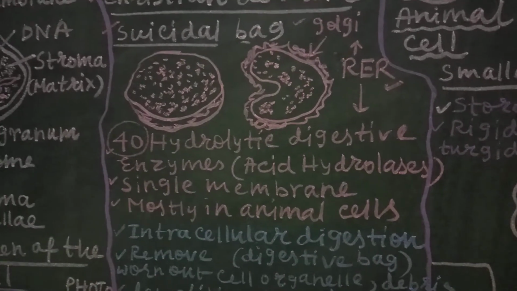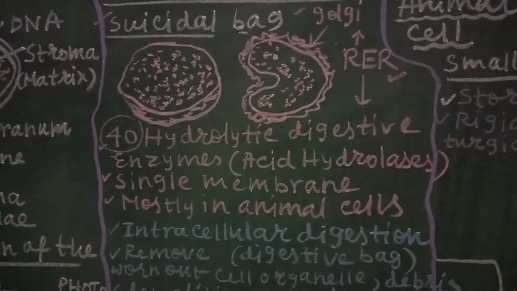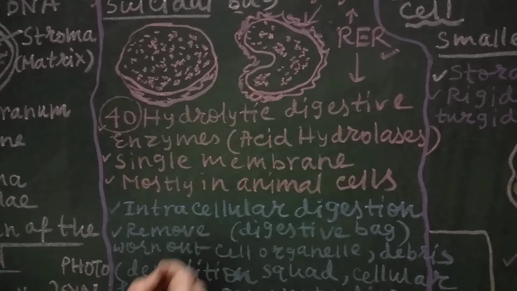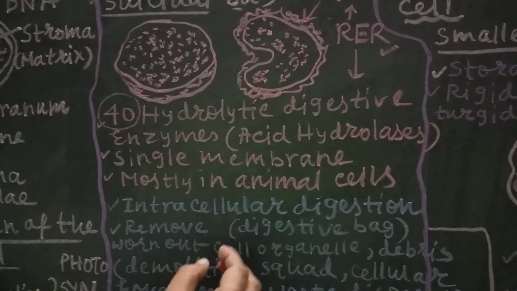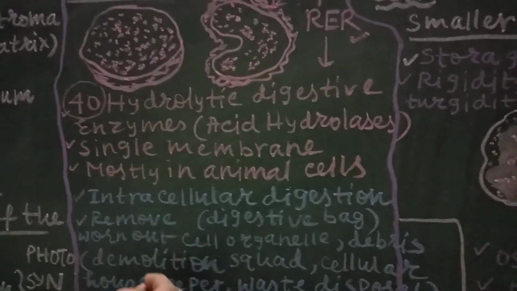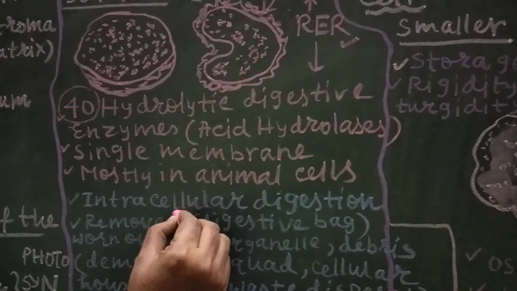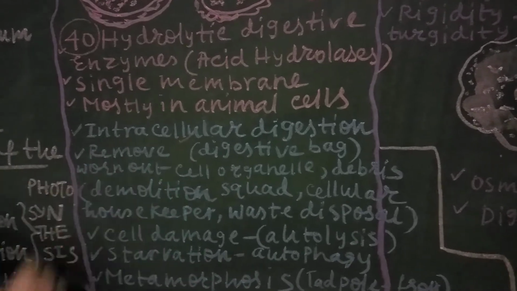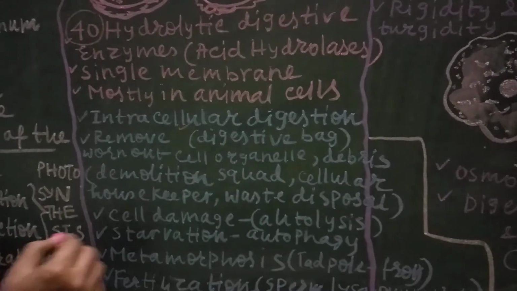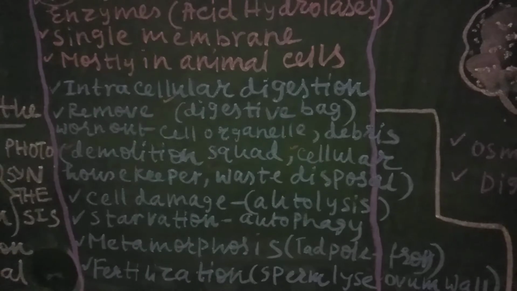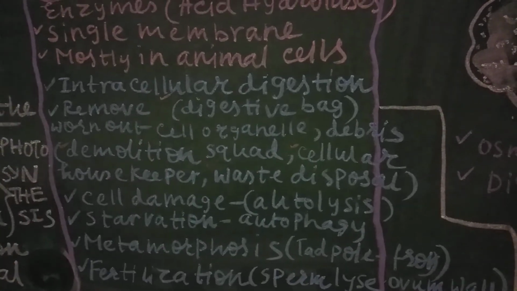Lysosomes are present in different phases in a cell. They are single membrane structures, as I told you earlier, mostly present in the animal cell. Due to their intracellular digestion, they can digest any types of foreign bodies entering the cell. This type of function occurs in the white blood cells also. That's why lysosomes are known as digestive bags. They remove worn out cell organelles and cell debris. That's why they are also known as demolition squad or cellular housekeeper, because they keep the cell clean, and they are actually a waste disposal system present inside the cell.